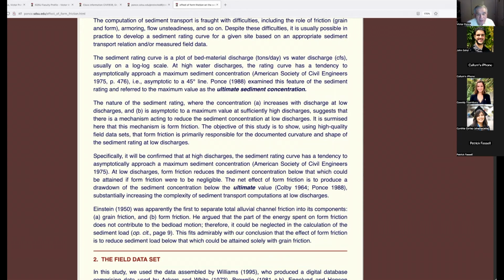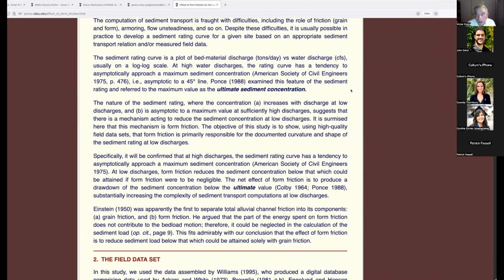The nature of the sediment rating, where the concentration (a) increases with discharge at low discharges, and (b) is asymptotic to a maximum value at sufficiently high discharges, suggests that there's a mechanism acting to reduce the sediment concentration at low discharges. It is surmised here that this mechanism is form friction. So we're saying it is form friction. The objective of this study is to show, using high quality field data sets, that form friction is primarily responsible for the documented curvature and shape of the sediment rating at low discharges.